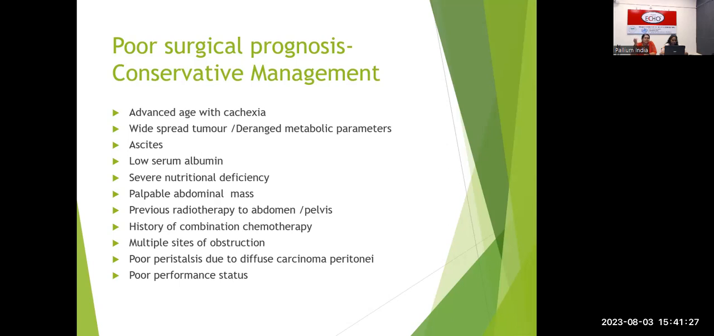The patient has severe nutritional deficiency, a palpable abdominal mass, or previous radiotherapy to the abdomen or pelvis, there will probably be adhesions present. So in such conditions also we don't prefer doing any surgical correction. History of combination chemotherapy, multiple sites of obstruction, poor peristalsis due to diffuse carcinomatosis peritonei, poor performance status, then definitely all this category of patients coming to us, it is a complete no for surgical management.